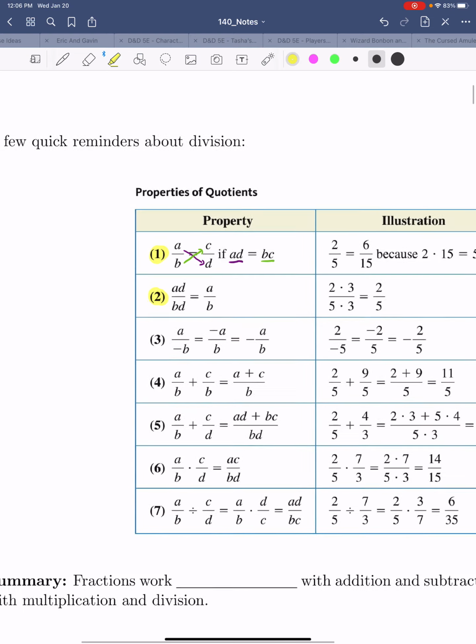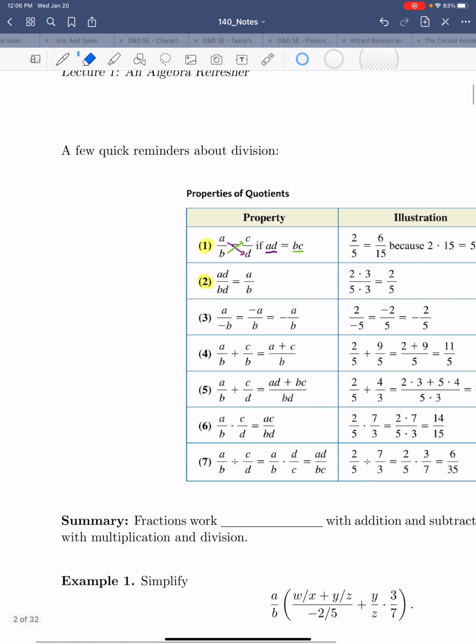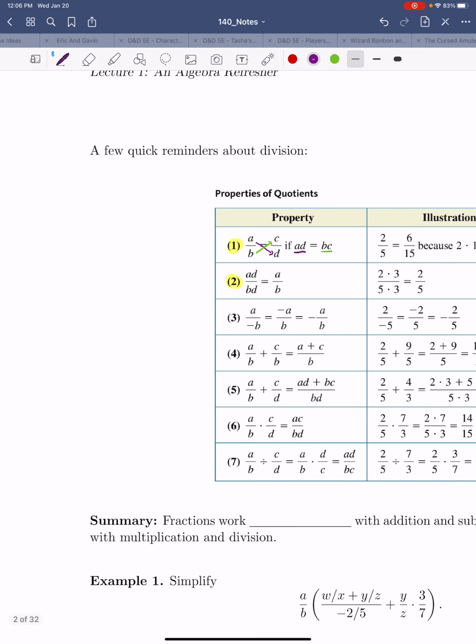Number 2 is very important. Again, I'm sure most people know this, but the reason that number 2 works is because we have A over B times D over D. On the one hand, that's AD over BD. But on the other hand, that's A over B times 1, which we know is just A over B. So that's why we get to do that. That's why the quotient is not affected by multiplying by D on the top and the bottom. We're just multiplying by 1.